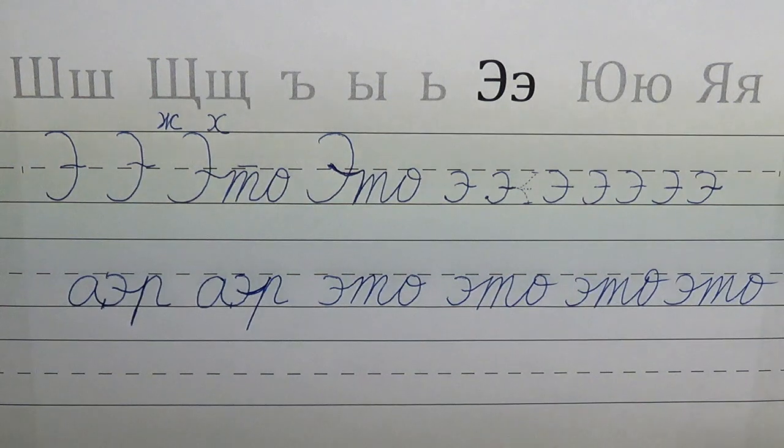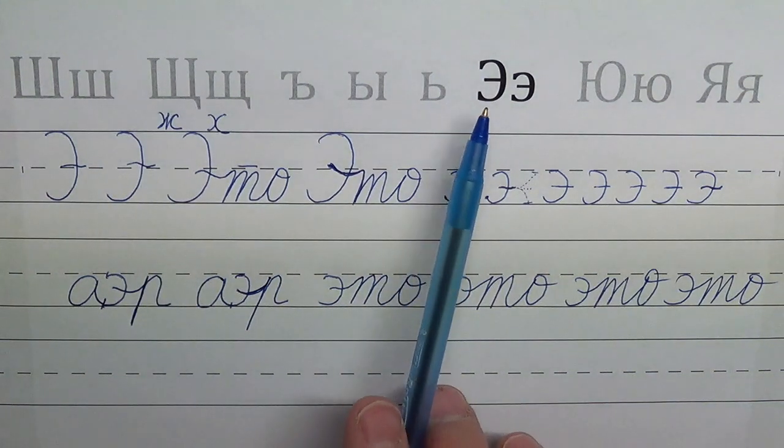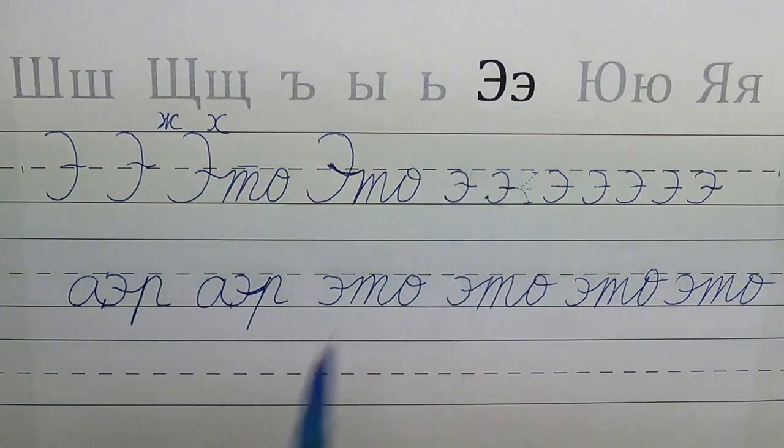So, some examples of really one of the few words that you'll see it in other than at the beginning, such as in это. So, lowercase э, uppercase, capital Э. In print, capital Э, lowercase.